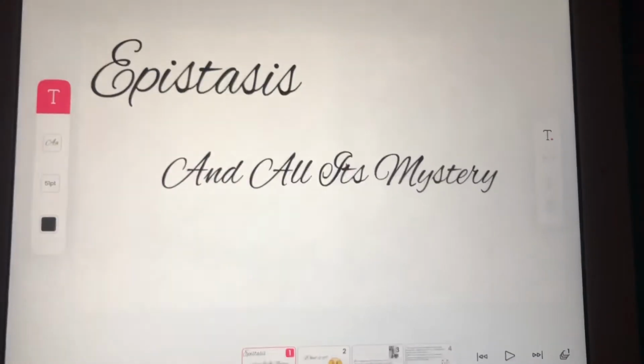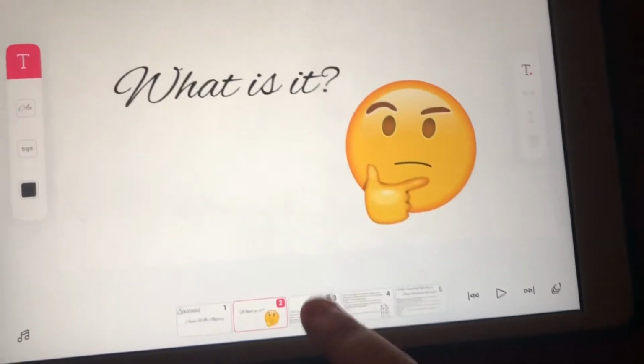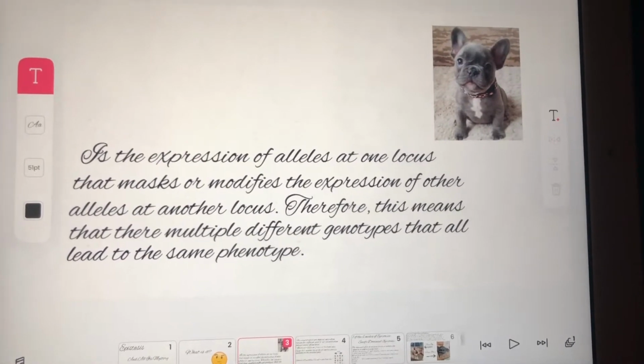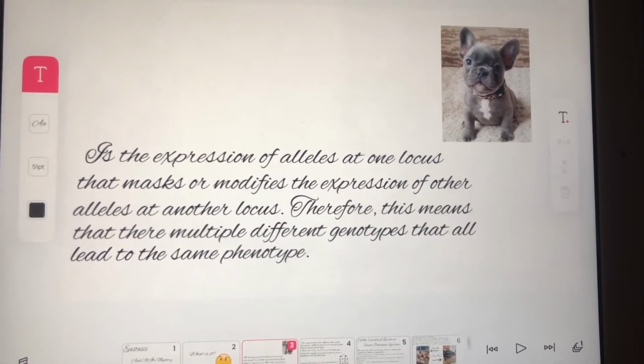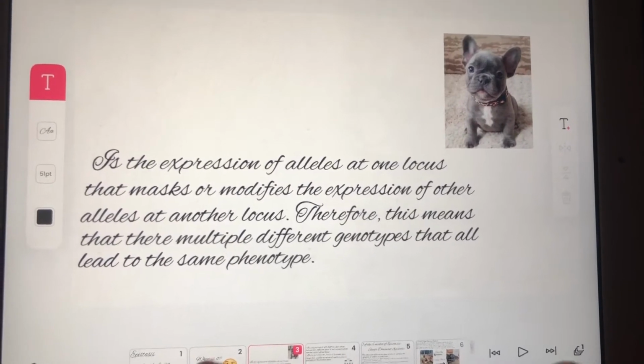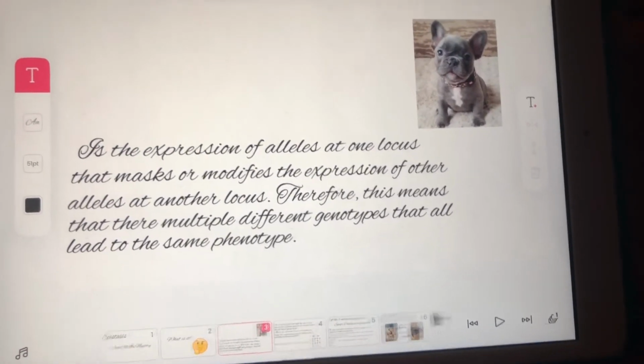Hey everyone, and today I'll be going over epistasis with you all. Epistasis is the expression of alleles at one locus that masks or modifies the expression of other alleles at another locus. Therefore, this means that there are multiple different genotypes that are all leading to the same exact phenotype.